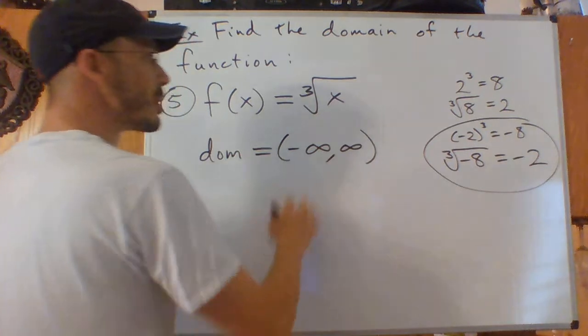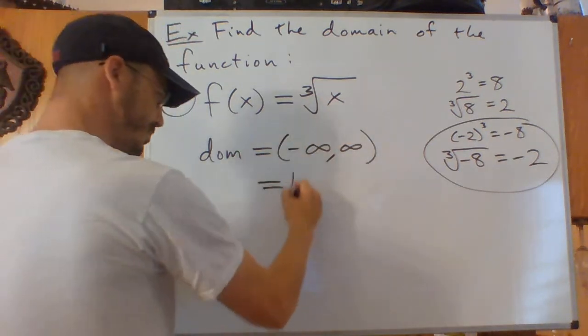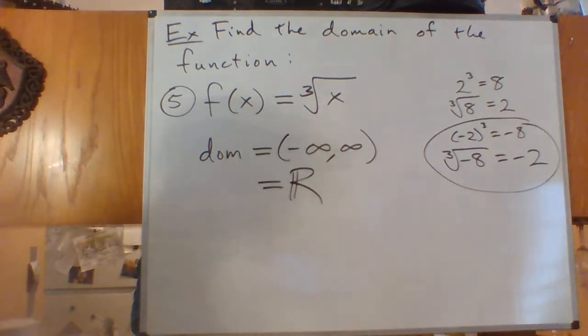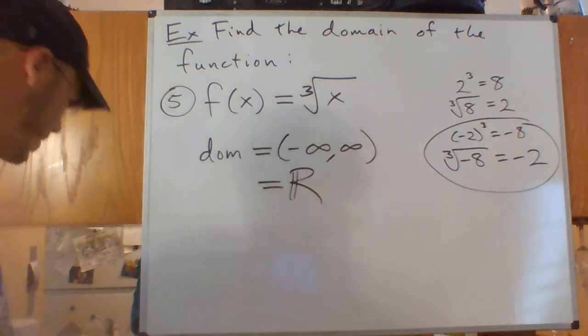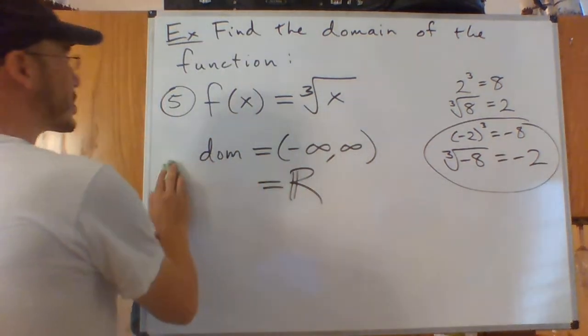We can put in any real number, positive, negative, or 0. Or you can write it faster like that. So that's the 5th example. Let's look at a couple more examples of finding domains, because there's another important type of function.